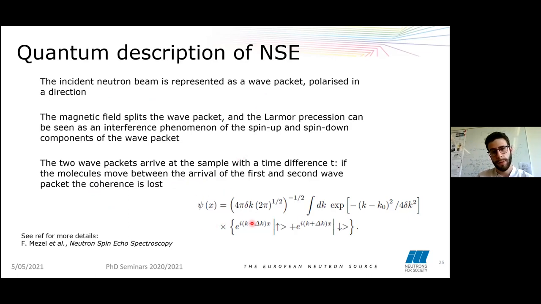And here we see the wave function in which there is the Gaussian wave packet centered at K0 with delta K, and then there is the spin up and spin down component that are shifted by this delta K, which is smaller than the width and the position of the Gaussian wave packet. Then the two wave packets arrive at the sample with a time difference t, and if the molecule moves between the arrival of the first and second wave packet, then the coherence is lost. If you want more details, I can advise you this book from Lisei.